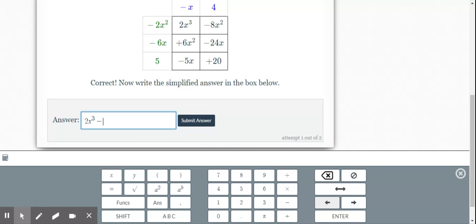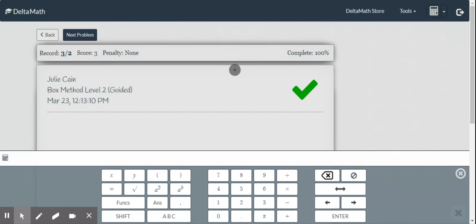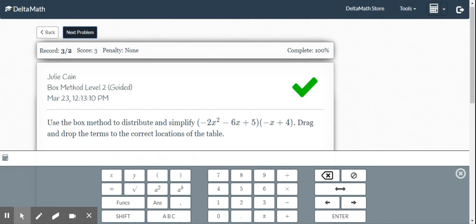So -8 plus 6 would make a -2x. And then I'll use my square button again. And then I'm going to combine the rest of my like terms. So that'll be my -29x and my plus 20. And I'm going to submit my answer. Yes, I'm sure I want to submit it. And boom. Now I have this done, correct, everything's good to go.